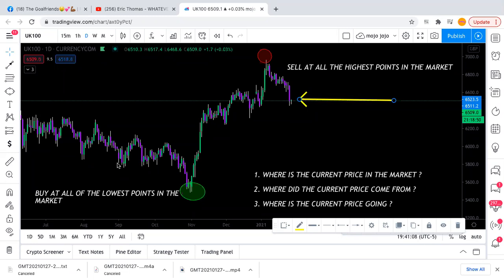Now, who can tell me what tool on TradingView helps you to determine where the price is about to go? Whoever can answer this question for me is the biggest millionaire on this call.